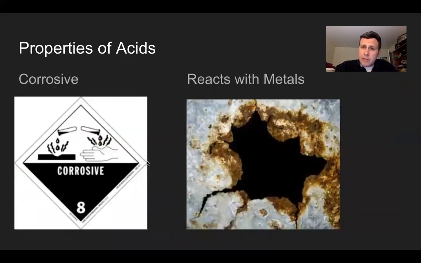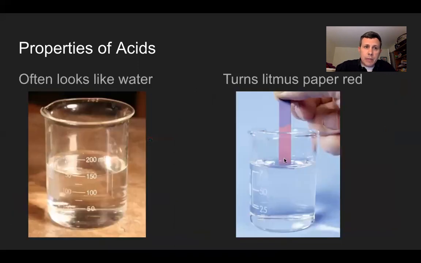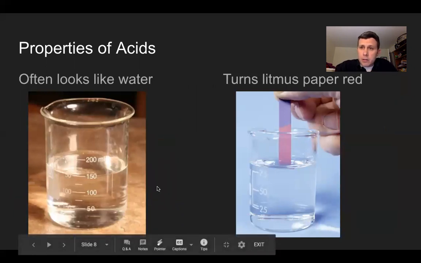They're very corrosive. I think we all sort of know that. You don't want to spill them on yourselves. They can react with metals, sort of eat through metals as a result. That's why they're usually kept in glass. In some cases, certain types of plastic are also good to store them. They often look like water. So this is a solution of acid, but it looks just like water.